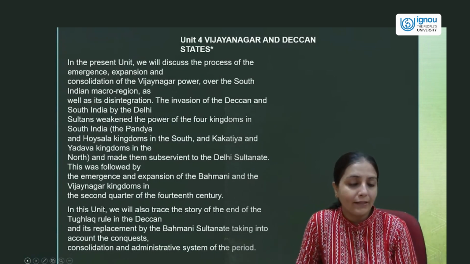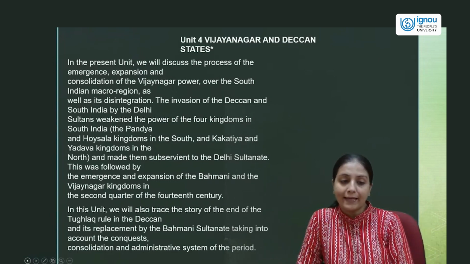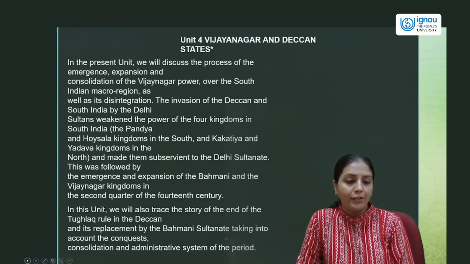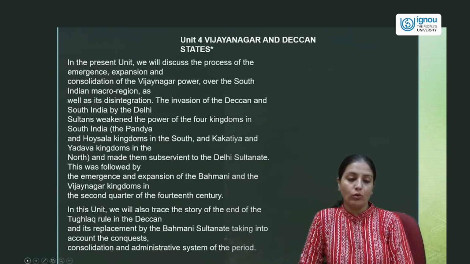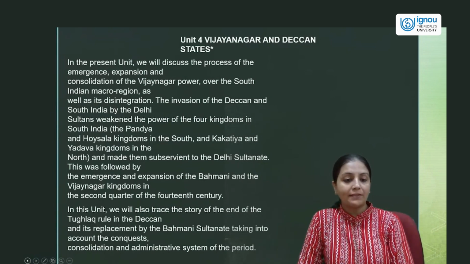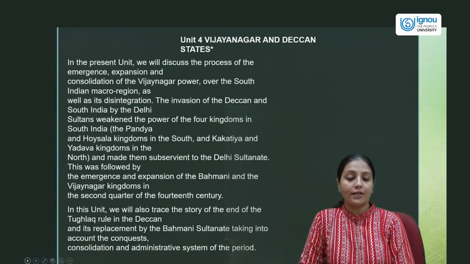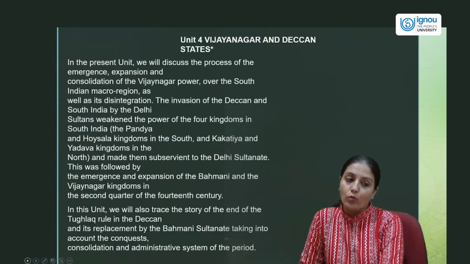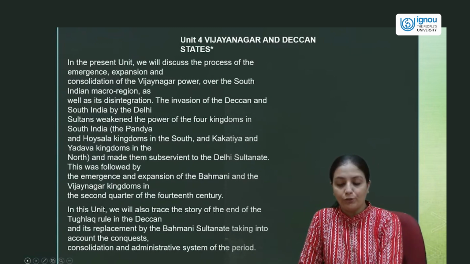This was followed by the emergence and expansion of the Bahmani and Vijayanagar kingdoms in the second quarter of the 14th century. In this unit, we will also trace the story of the end of Tughlaq rule in the Deccan and its replacement by the Bahmani Sultans, taking account of conquest, consolidation and the administrative system of that period. Bahmani Sultans, and who were before that? Tughlaqs, Muhammad bin Tughlaq.